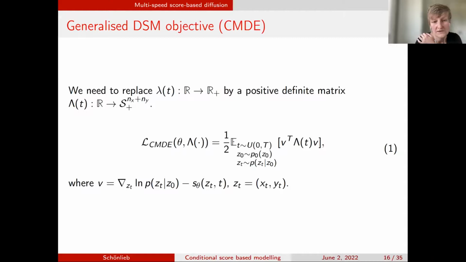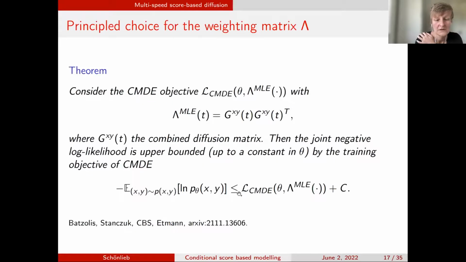Now, similar to what we had for the plain vanilla score-based diffusion models, also for this multi-speed diffusion you can prove a similar thing about how well you actually approximate the true probability density of x and y.